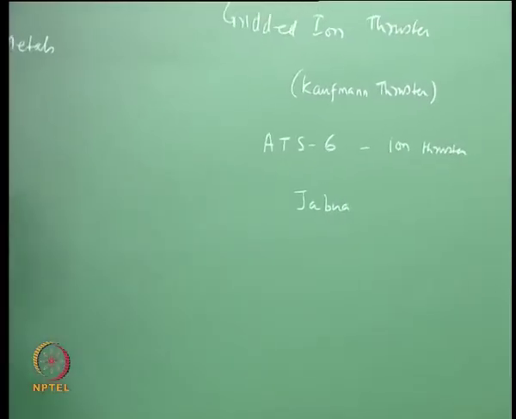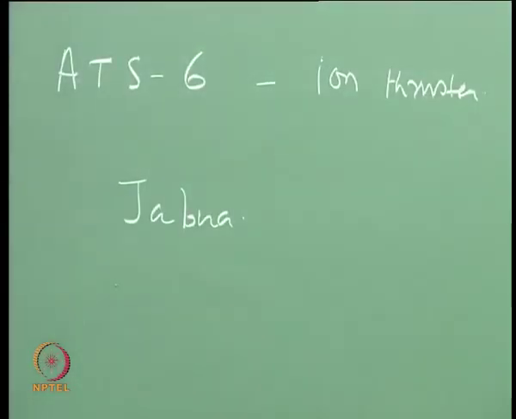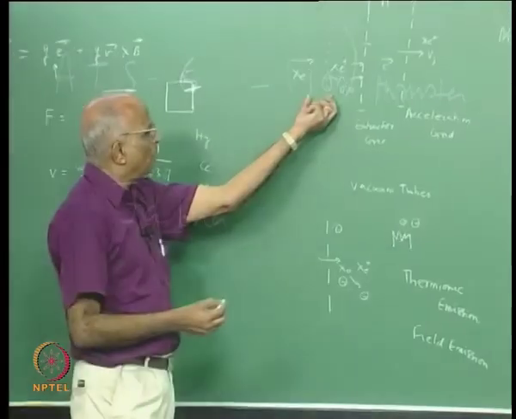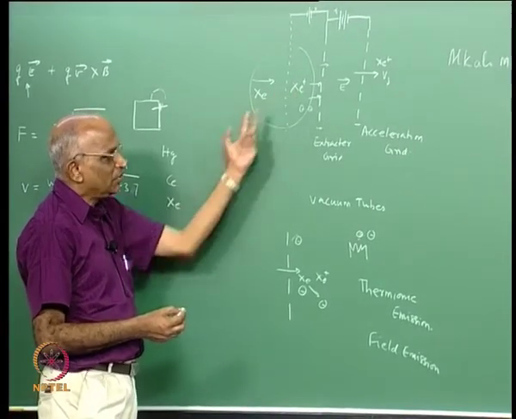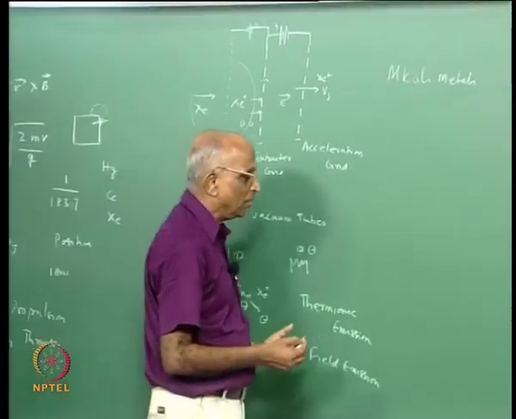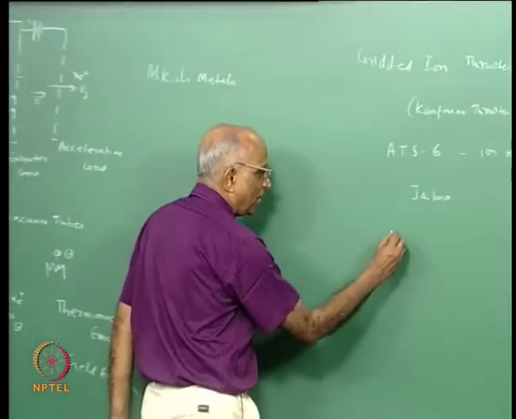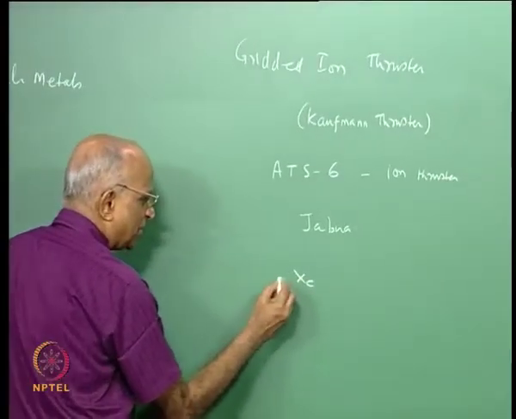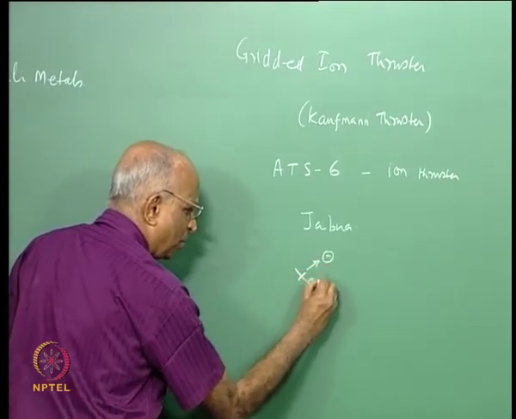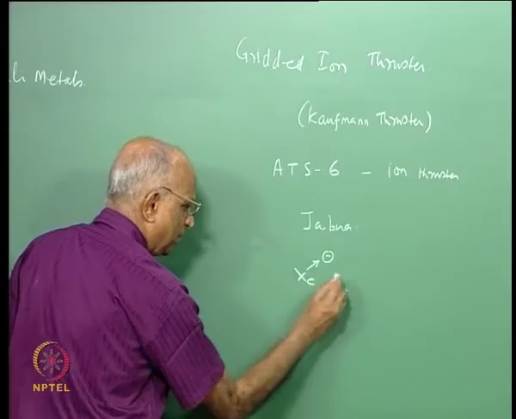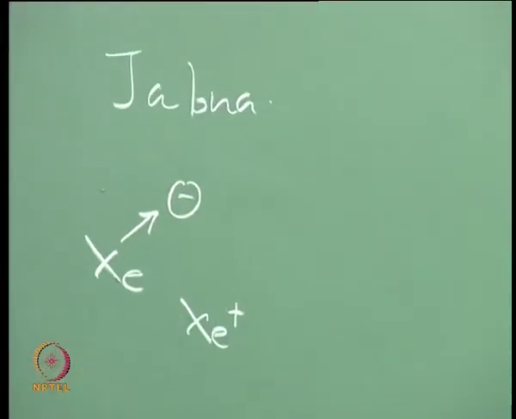Therefore we see, yes, a gridded ion thruster can be used, but is this the only method of generating ions? See, after all, I need to generate ions. To generate ions, it is also possible that in substances like xenon, I can easily knock an electron out of it and make the xenon positive. That means I remove something, it net becomes positive.